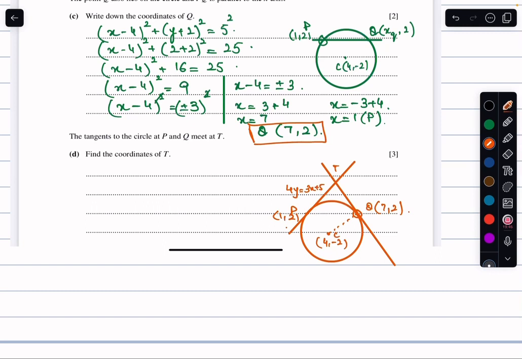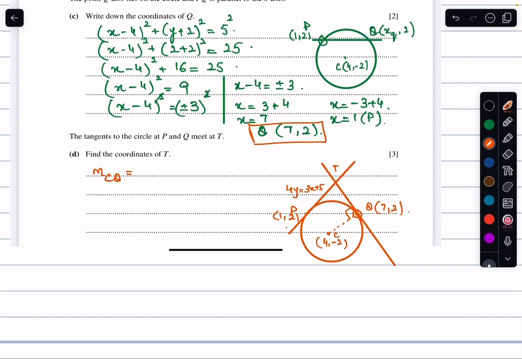From point P, there was the tangent for which we already found the equation as 4y equals 3x plus 5. At Q, there is another tangent, and they are meeting at point T. Q has coordinates (7, 2). I know that if it is a tangent, then it has to be perpendicular to the radius. Therefore, the tangent at Q has to be perpendicular to CQ, and the gradient of CQ shall be the negative inverse of the gradient of the straight line QT.